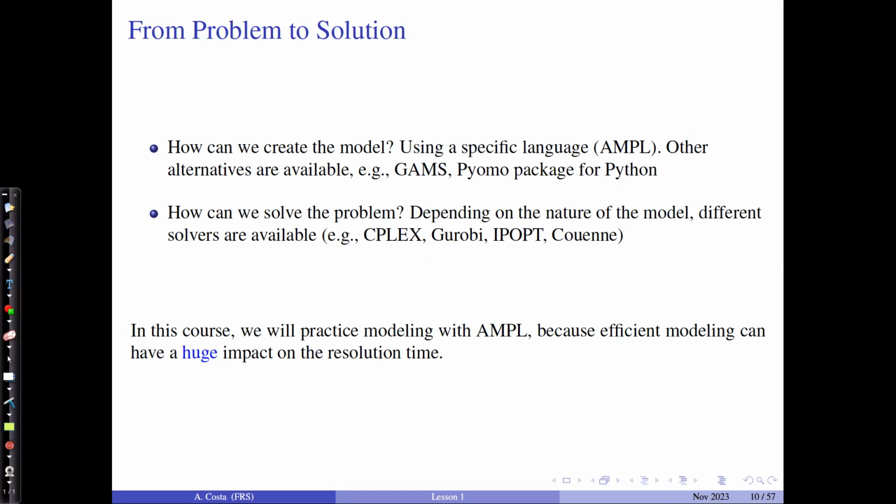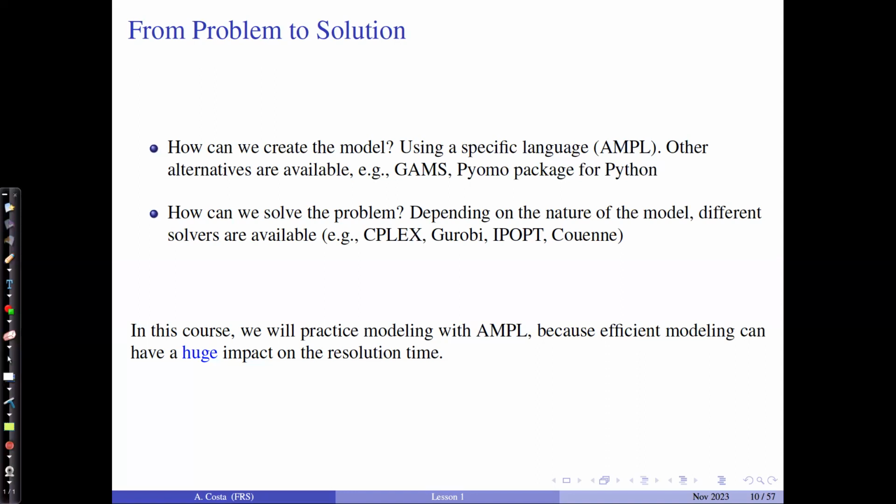Now, I said that we need to solve the problem when we have the model. And again, to create the model, we use MPOL in this course. MPOL means a mathematical programming language. It is not the only one. There are other software you can use, for example GAMS, or there are even packages for Python. But this one is the one I chose because it's really focused on the modeling and not on many other things, like in Python, the variable types. Here it is just for modeling.